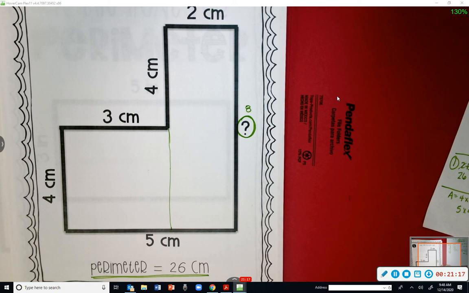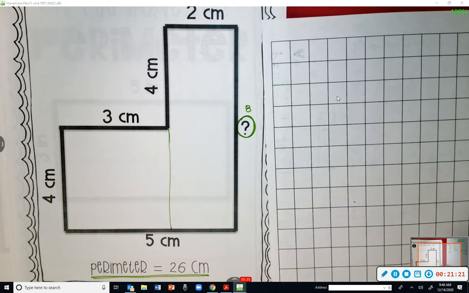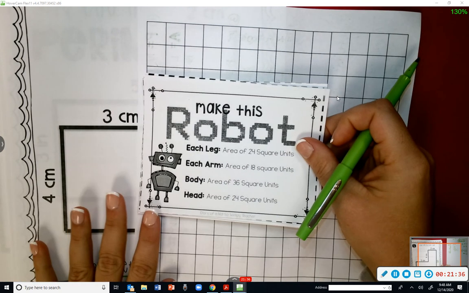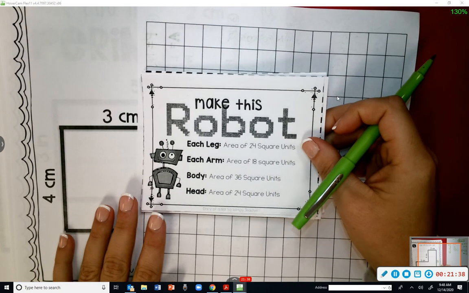So what you're going to do today, you guys are going to use your grid paper to make a robot. Okay? So everybody is going to have a different robot though, because what you're going to do is get a card that tells you exactly what the body parts should measure.